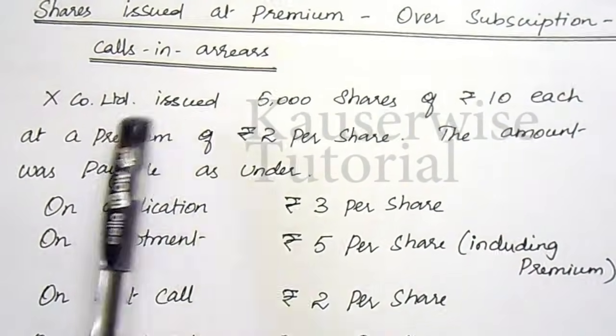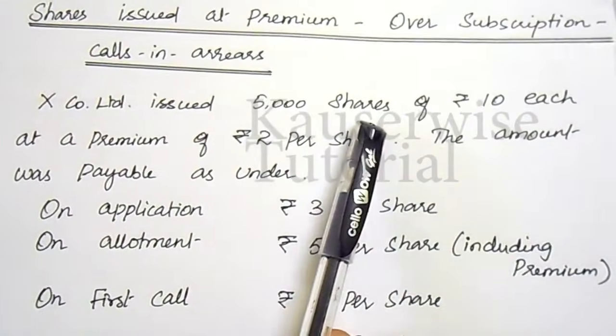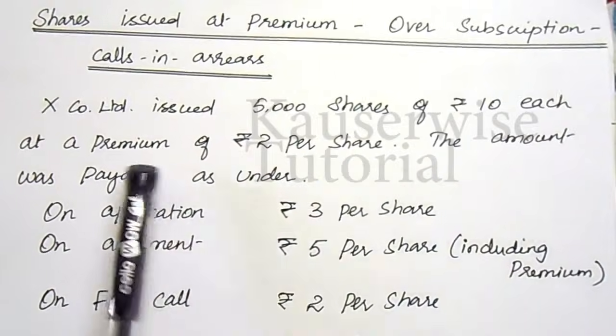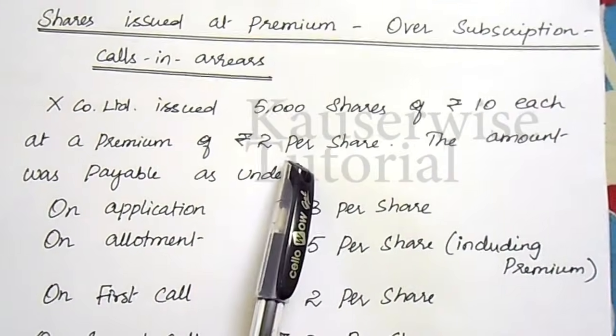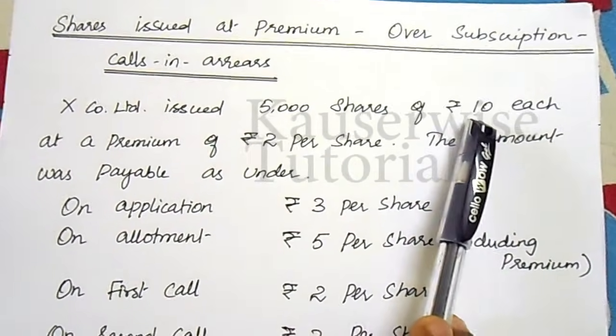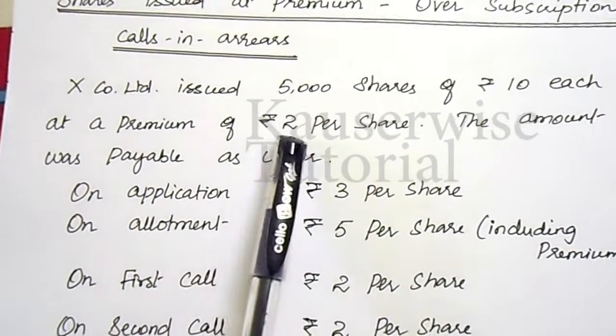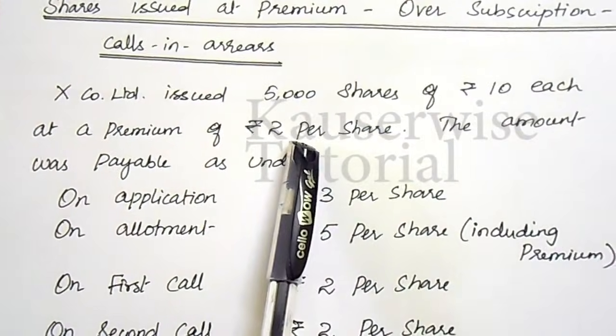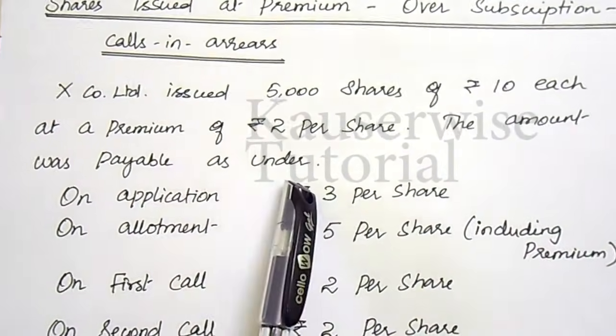X Company Limited issued 5,000 shares of rupees 10 each at a premium of 2 rupees per share. So premium means more than the face value. 10 rupees is the face value, but the company issued at a premium of 2 rupees. So totally 12 rupees. Issue price is 12 rupees per share. The amount was payable as under.